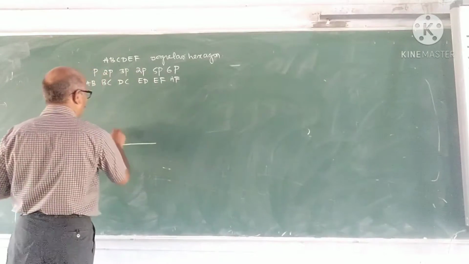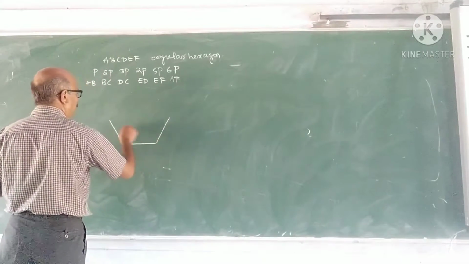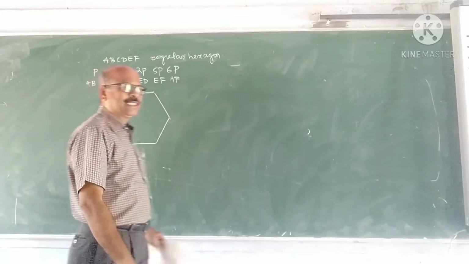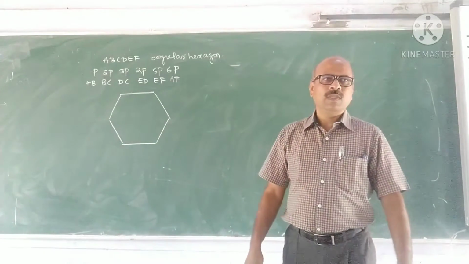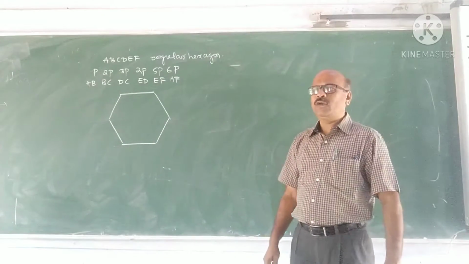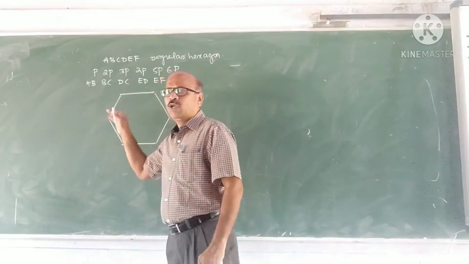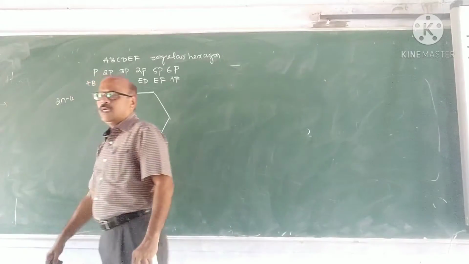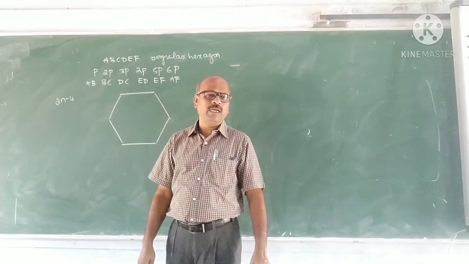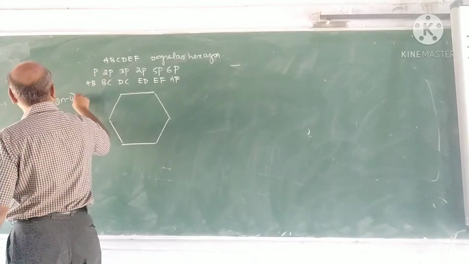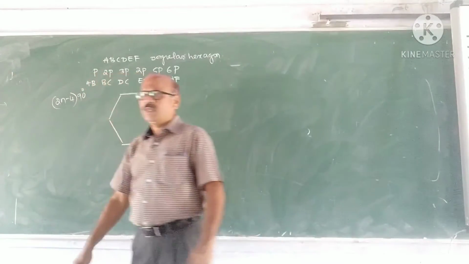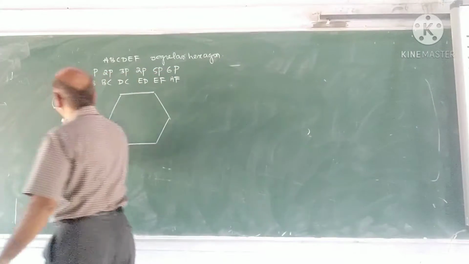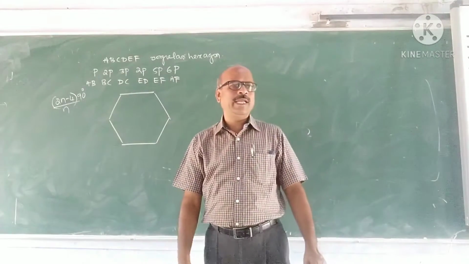Consider a regular hexagon. What do you mean by regular hexagon? Regular means all 6 sides are equal and each internal angle is equal. How do you get the internal angle of a regular polygon? The total sum of the internal angles is 2n minus 4 right angles, and each internal angle is (2n minus 4) upon n right angles.